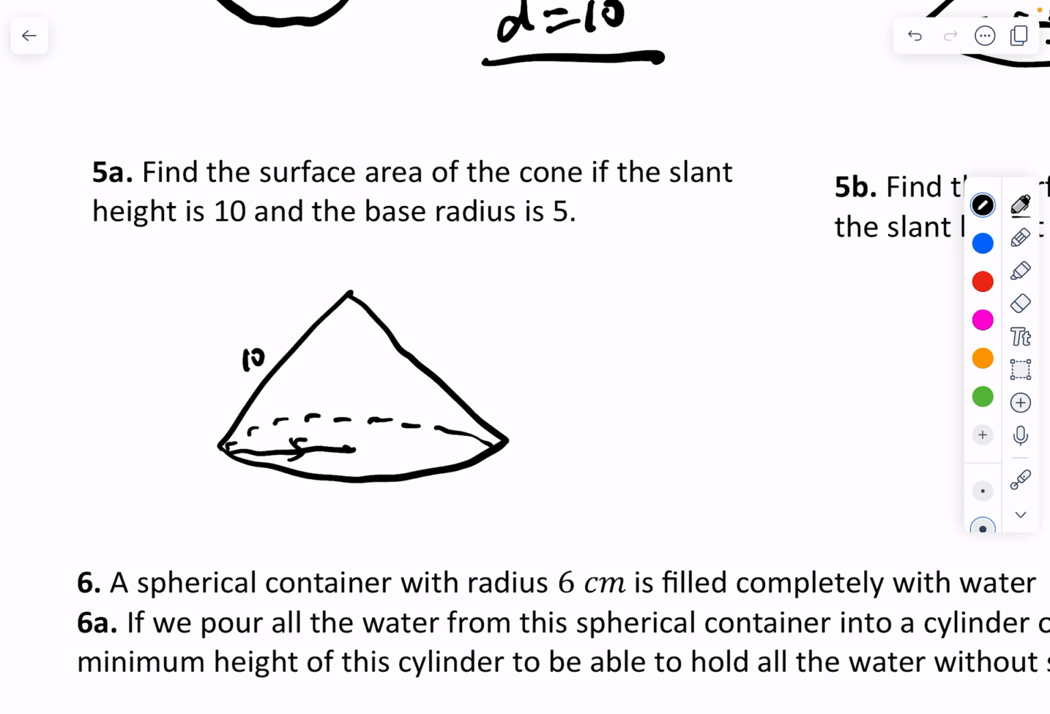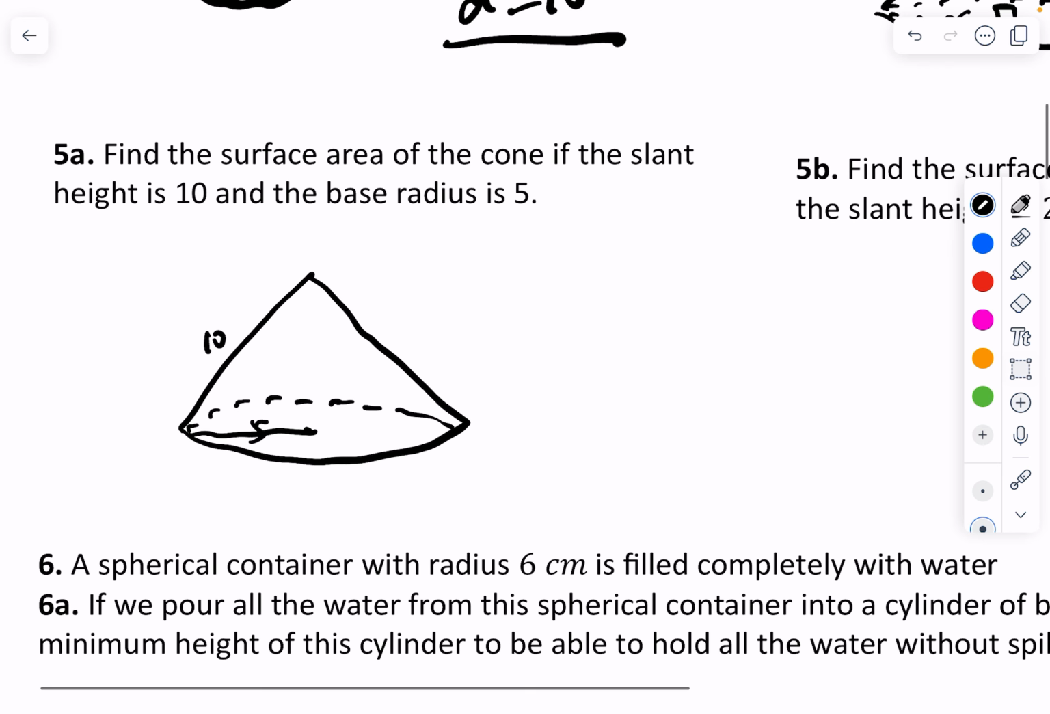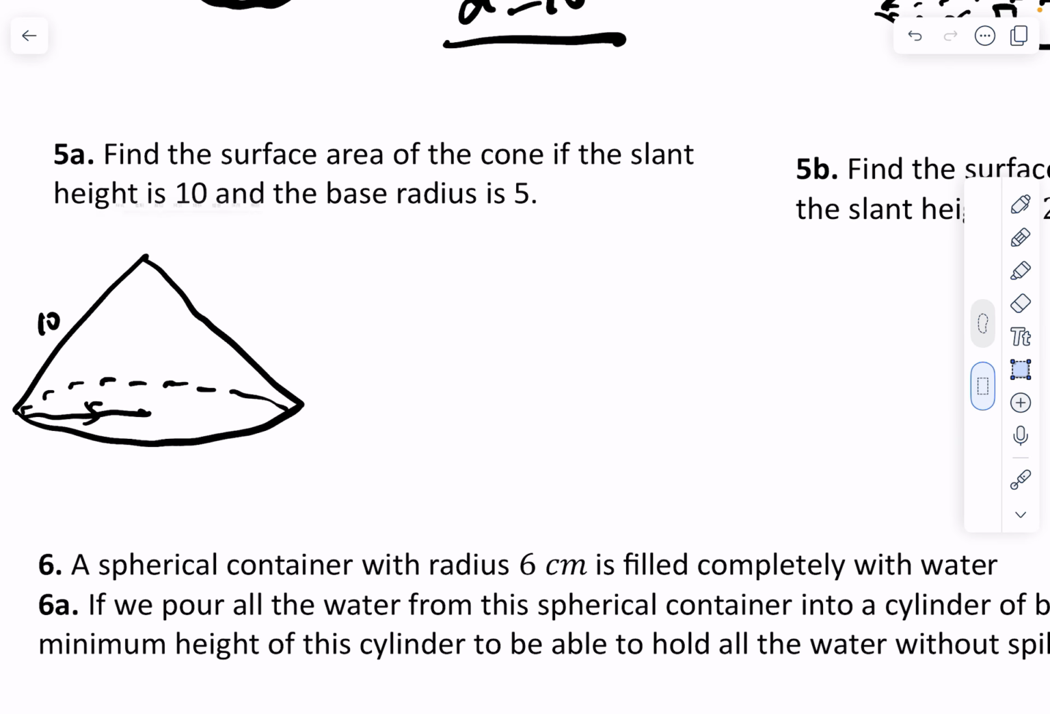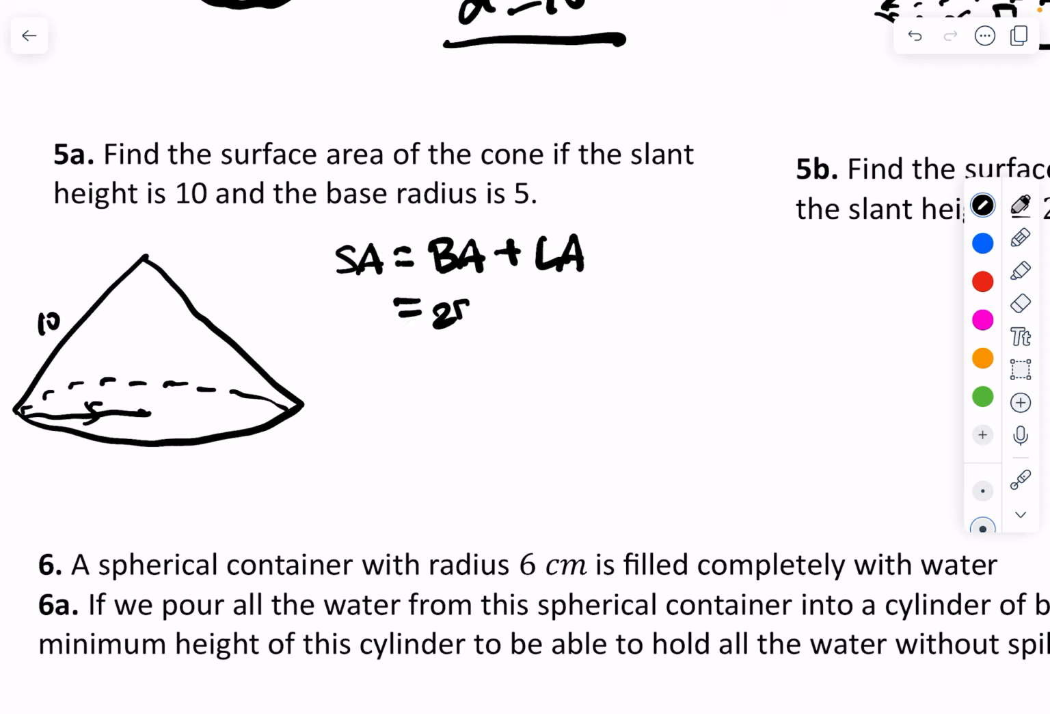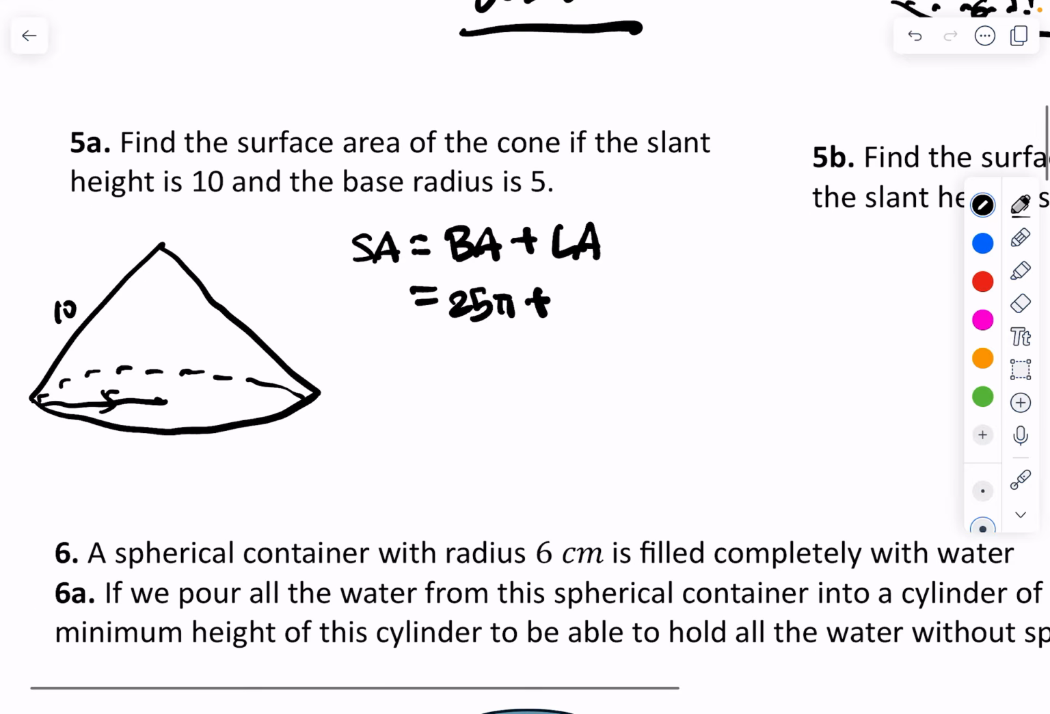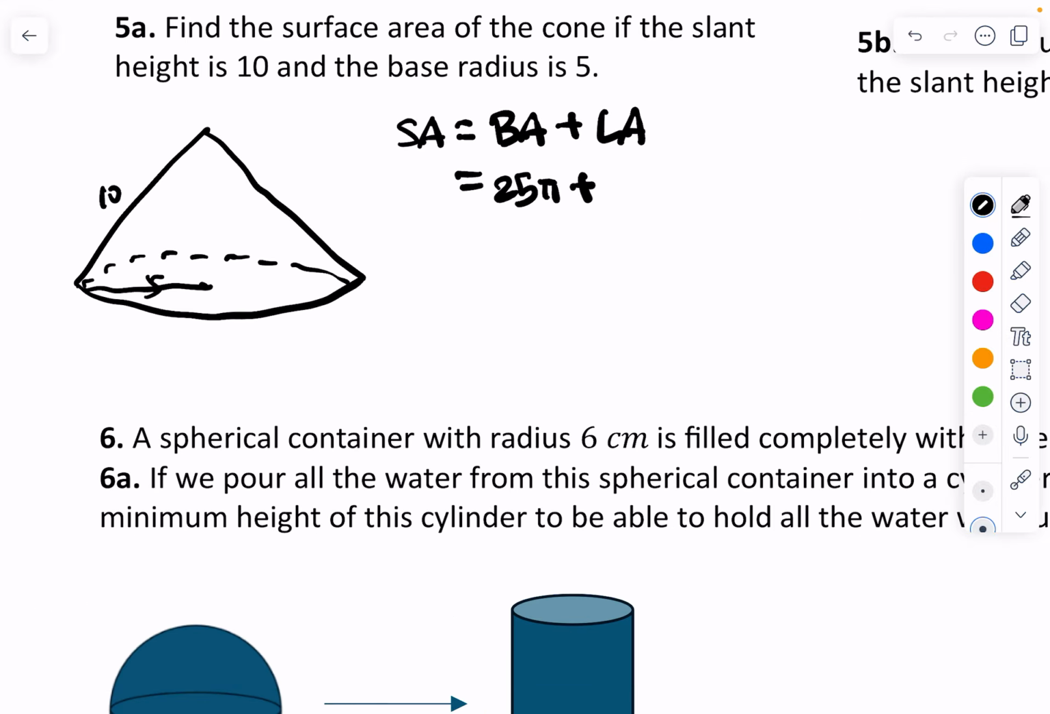So how do we find the surface area of a cone? The surface area of a cone is equal to the base area plus the lateral area. The base area is simple. The base area is just pi r squared, which is 25 pi. How do we calculate the lateral area? Well, we would have to think about the lateral area as a sector, because when we open up the cone, it becomes a sector.